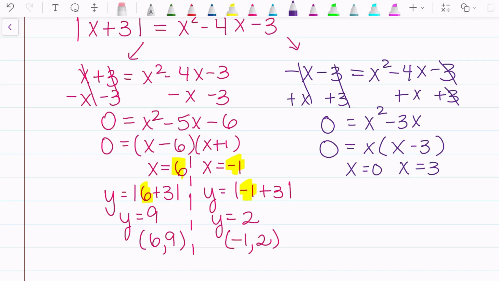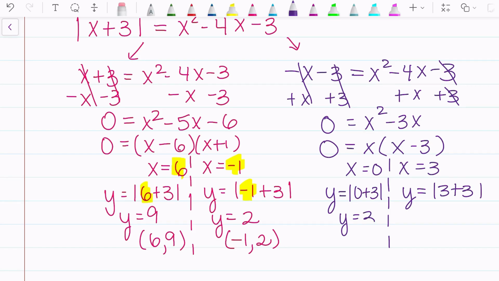Now, like I did in the left side equation, I've got to find the y value, so I'm going to still use the absolute value of x plus 3. I end up with 0 plus 3 is 3. The absolute value of 3 is 3. I have 3 plus 3 is 6. The absolute value of 6 is 6. And so my ordered pairs would be 0, 3, and 6, 6.